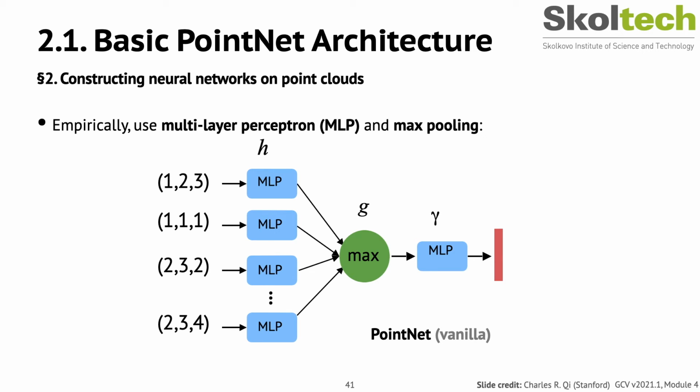Empirically, we can use a multilayer perceptron network for functions h and gamma, which is just fully connected layers with rectified linear units and batch normalizations. Note that function h is shared across all points, meaning that it has shared weights that all update simultaneously when we are training the network. We can further use max pooling, average pooling, or weighted average pooling as symmetric function g. However, this choice is subject to specific experiments.